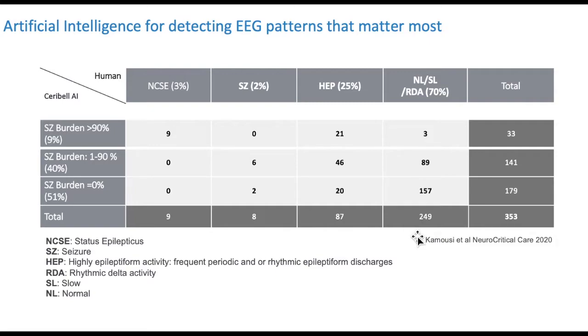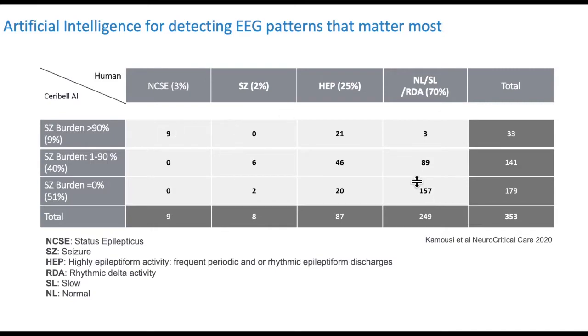And then, once the machine interpreted all these 353 EEGs, these numbers were obtained. The machine thought 33 of them are in status epilepticus, 141 of them had some sort of seizure burden but less than 90%, they were not clean, but 179 of them were 0% seizure burden. What excites me about this is actually twofold. One is that all those that were labeled as status epilepticus were captured by the machine. So 100% sensitivity for detecting status epilepticus.